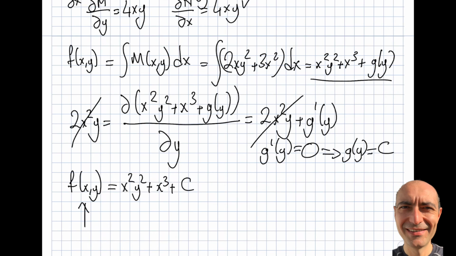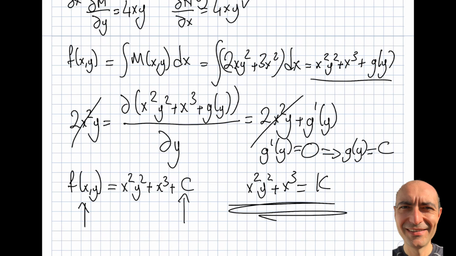As this is a constant, we talked about this a few times. This is a constant. I'm going to combine those two, and I'll call this k. So x squared y squared plus x cubed is equal to k.